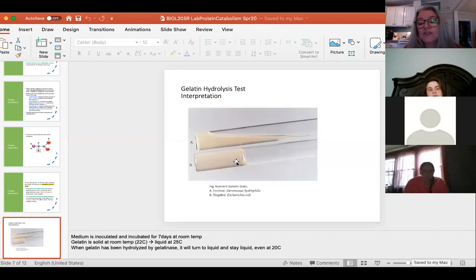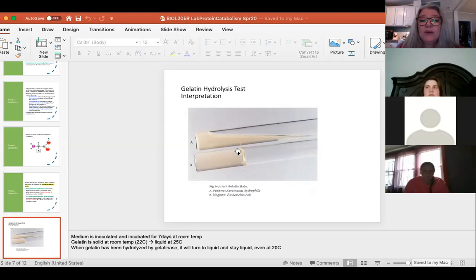So here's how it works. When you take a gelatin hydrolysis tube out in the lab, before you inoculate it, at room temperature, in other words, the gelatin is going to be solid, just like you can see in tube B. Then we're going to inoculate it with some bacteria. We're going to put it to incubate, and then we're going to check to see what happens to the state of the gelatin. We expect it to be solid at room temperature. We expect it to melt in an incubator.